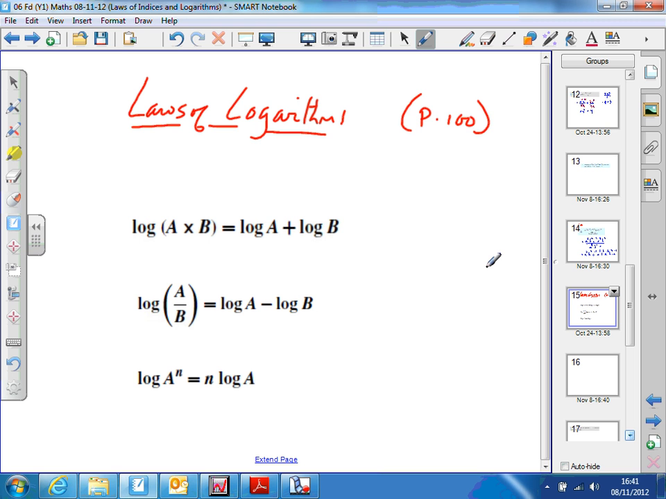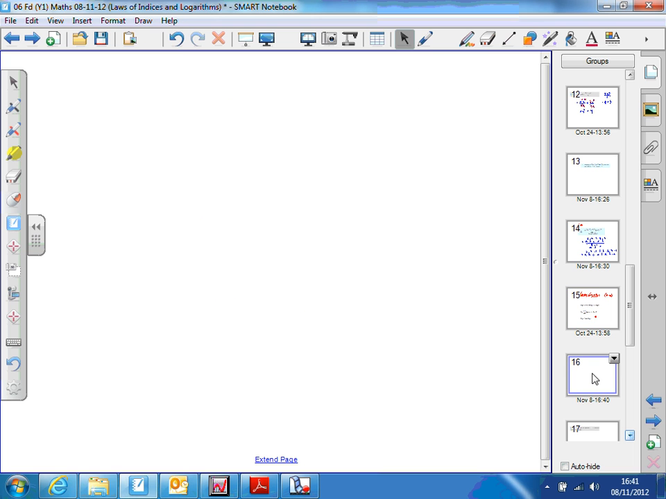The most important one, the one that we're going to focus on once we've talked about them, is this third law of logarithms. That turns out to be one of the most useful ones, particularly when we come to look at power functions and exponential functions, which we're coming on to. So first of all, then, what is a logarithm?